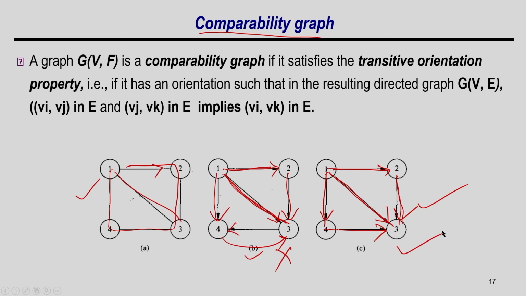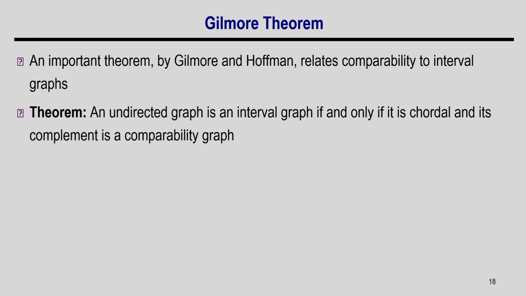So, given a chordal graph, I can try to give the direction, and if this particular direction holds the transitivity property, then I will say this is a comparability graph. Okay. And why does it help? This particular theorem tells us how this is helpful for identifying the interval graph. So, I will say an undirected graph is an interval graph if and only if it is chordal, that means it is a chordal graph and its complement is a comparability graph.